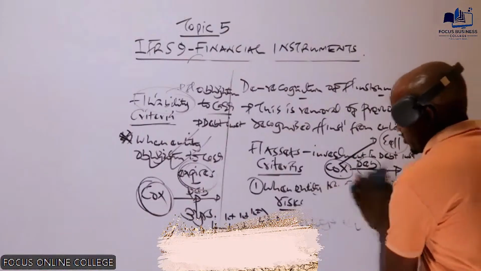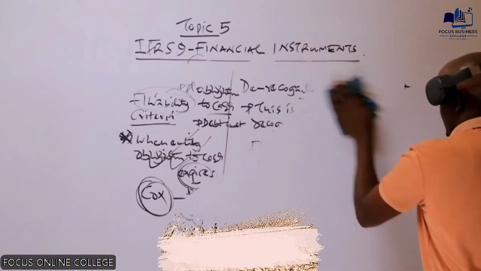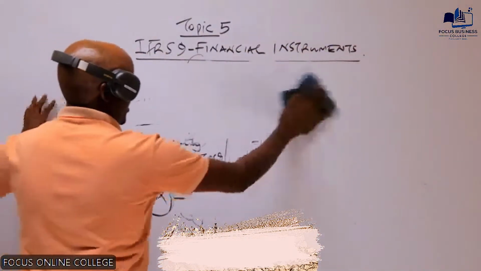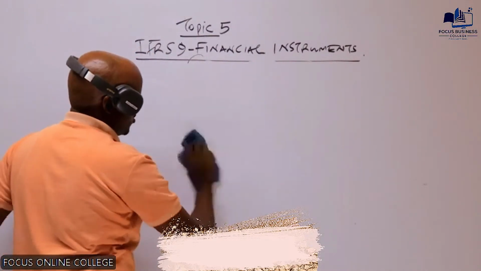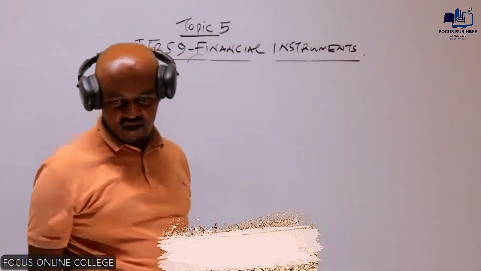So those are basically the various criteria upon which financial assets and financial liabilities may be recognized. So you may come across a question asking about this, whereby you're required to explain the criteria for the recognition of financial assets and financial liability.